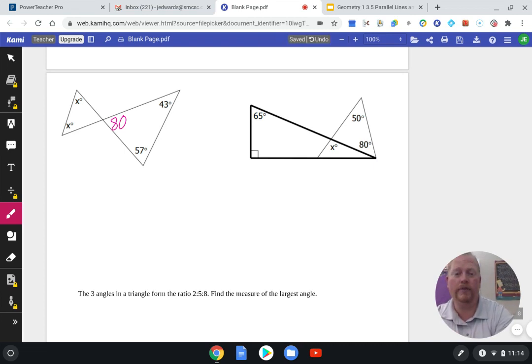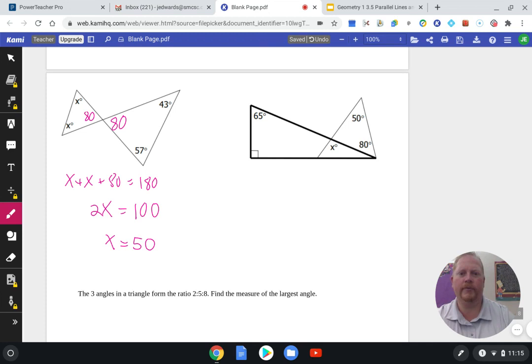Well, we should know from previous lessons that if that angle is 80, this angle is 80 because they're vertical angles. And so I should know that x plus 80 equals 180. Subtract the 80, and I get 2x equals 100. Divide by 2, and I get x equals 50. All right, so not as straightforward as the previous examples, but it is kind of like a puzzle.